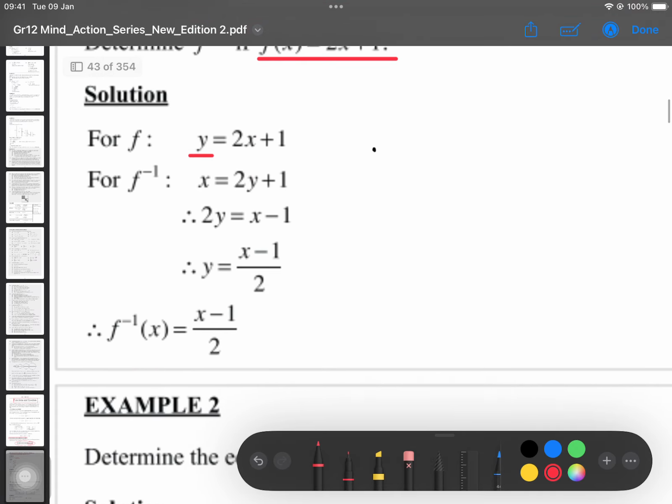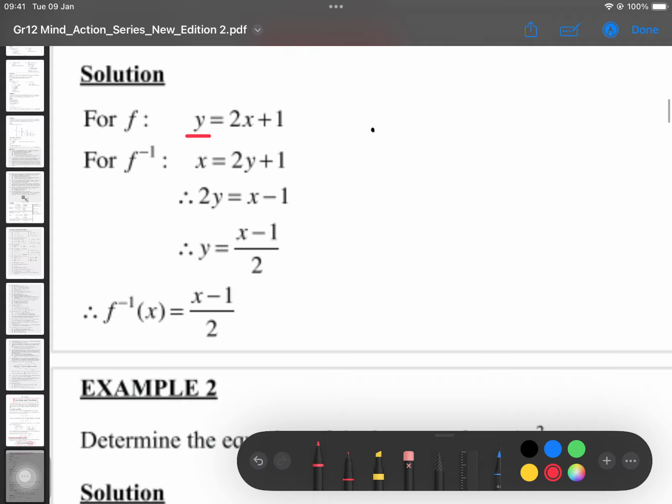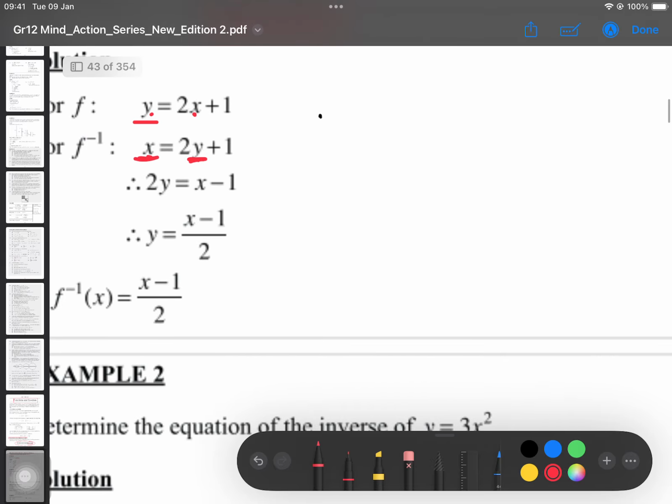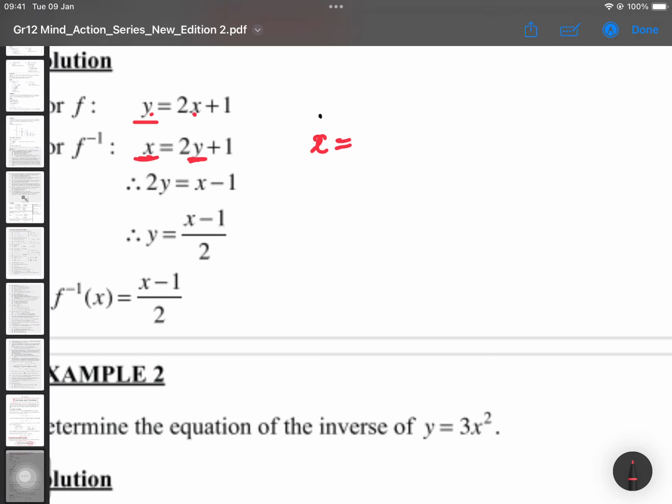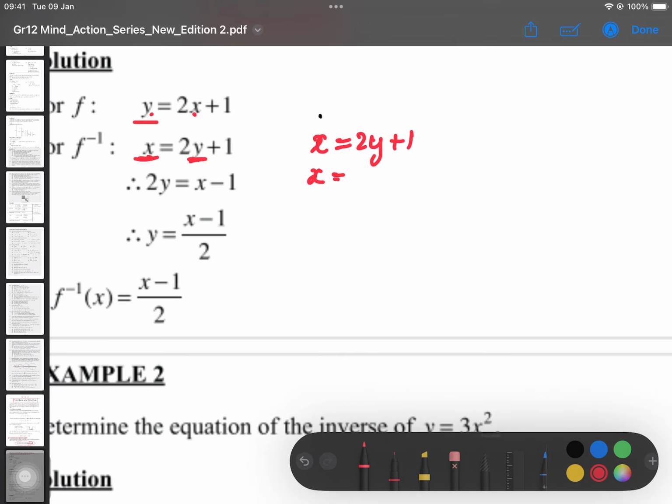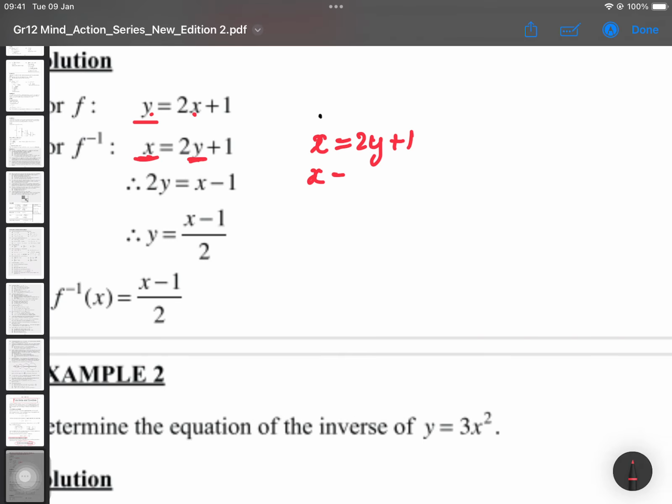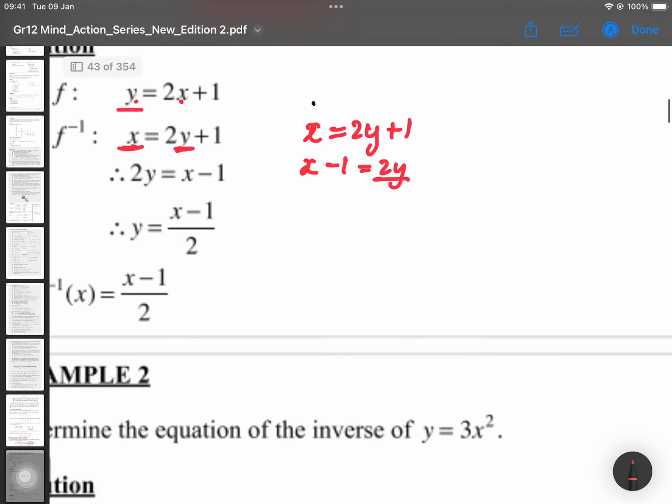So it is written as y equals to, then you swap the x and the y. Here it was x, here it was y, you just swap them. After that, you make y the subject of the formula. In this case, you move the 1 to that side. Okay, let's do it ourselves. x equals 2y plus 1. You move the 1 to that side, so x minus 1 equals 2y, and then divide by 2 on both sides. So we have x over 2 minus 1 over 2 equals y.